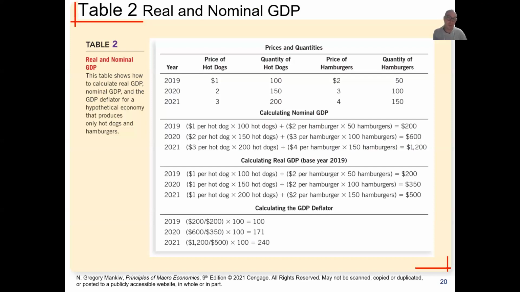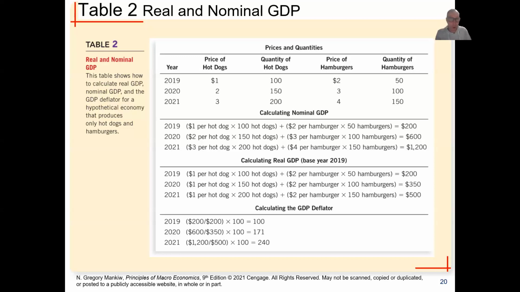We see the price of hot dogs increasing from $1 to $2 to $3 over those 3 years. We also see an increase in hamburger prices from 2 to 3 to 4 over those same years. And as the prices are increasing, we see the quantity available also increases. Remember, this goes back to the concept we talked about of supply and demand. As the price increases, the quantity also increases. So we can figure out the nominal GDP and the real GDP for both hot dogs and hamburgers. In a relatively simple way, we take the price times the quantity for each year.